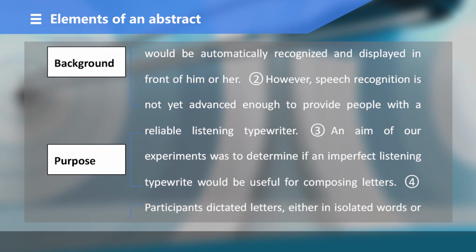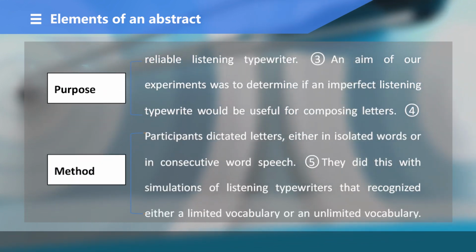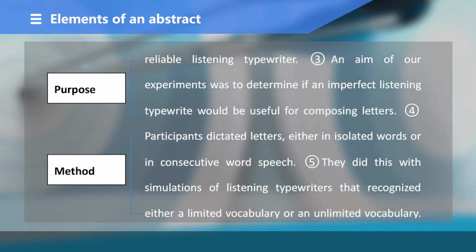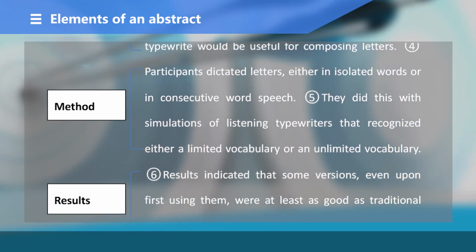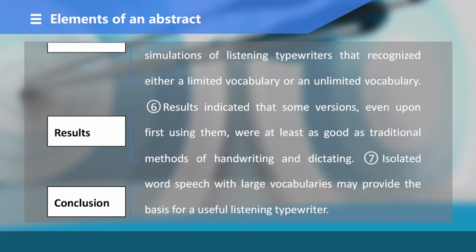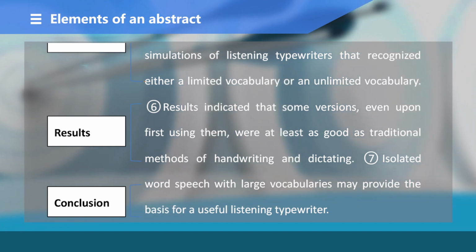The third sentence states the purpose of the research, to determine if an imperfect listening typewriter would be useful for composing letters. The fourth and fifth sentences describe the method used in the research. The sixth sentence summarizes the results of the research. The last sentence is the conclusion. Isolated word speech may provide the basis for useful listening typewriter.